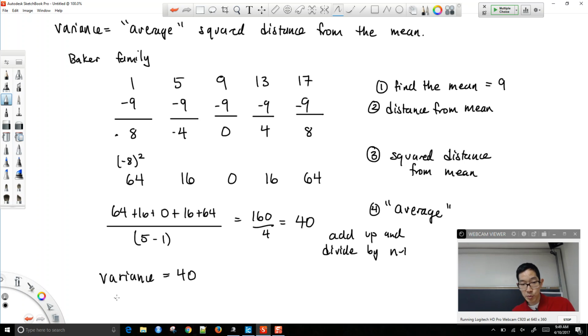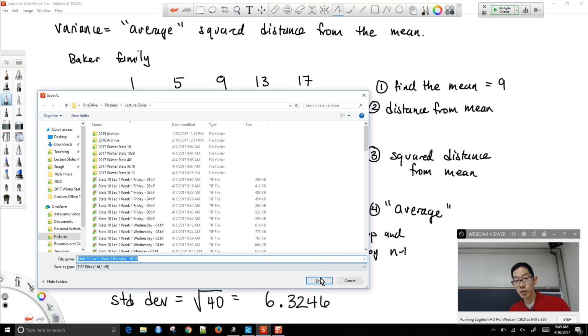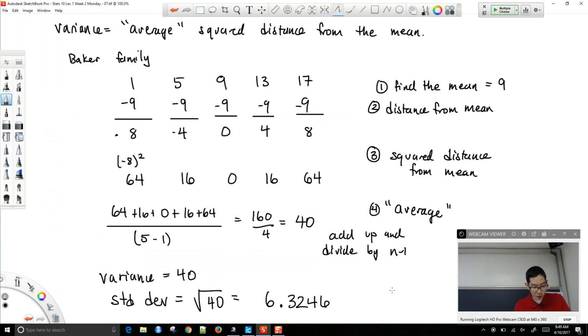And thus my standard deviation is the square root of the variance. The square root of 40 gives me 6.3246. So the standard deviation of ages in the Baker family is 6.3246.